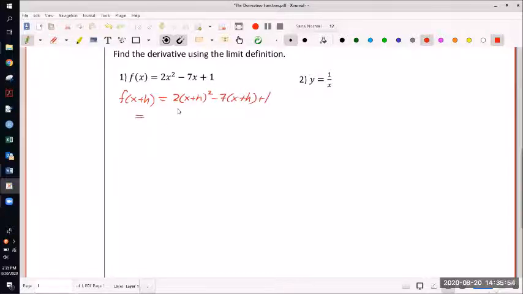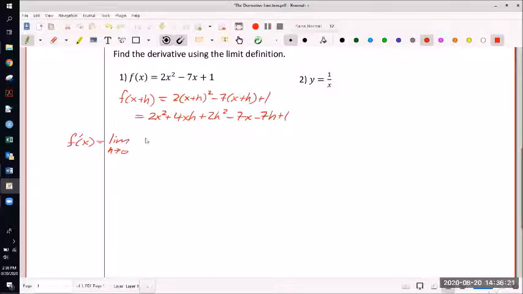And now I'll go ahead and simplify that out. This will give me 2x squared plus 4xh, I'm distributing the 2, plus 2h squared minus 7x minus 7h, I distribute the negative 7, plus 1. Okay, so now I'll go ahead and put this into the limit definition of the derivative. This would be my f prime of x.